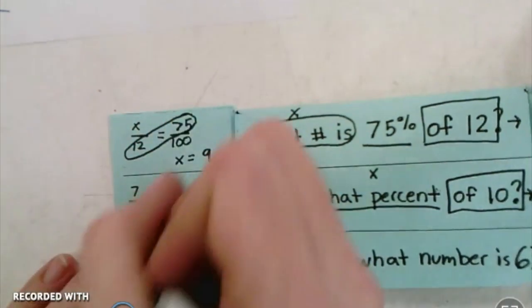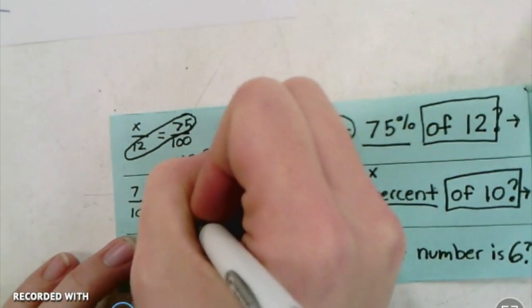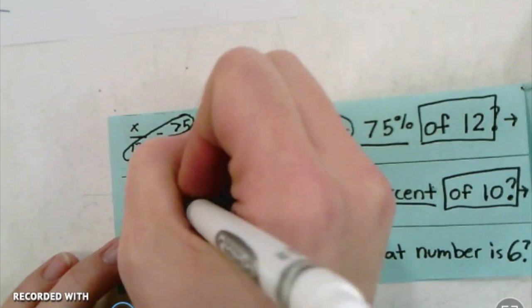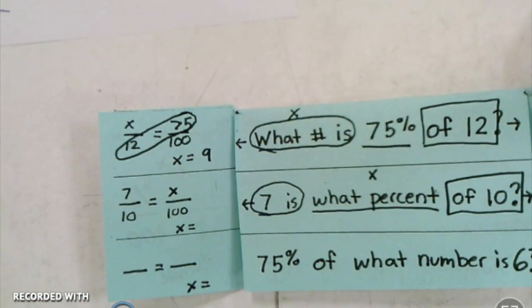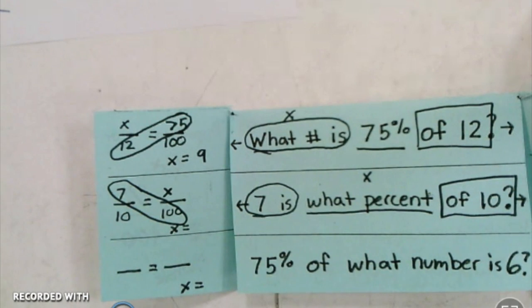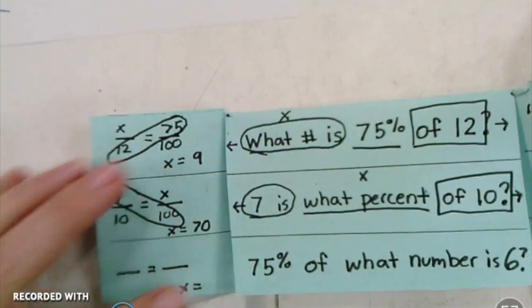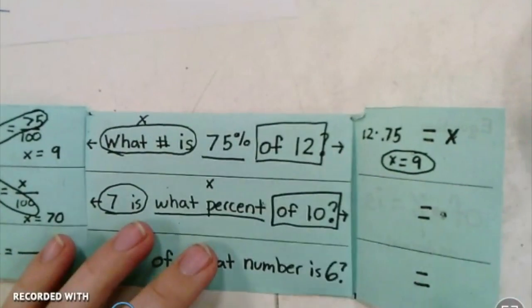So 7 is of 10, and I don't know my percent. So now I can solve by doing 7 times 100 divided by 10. And you probably could have done that in your head, but it means that X equals 70. Let's check it with an equation.